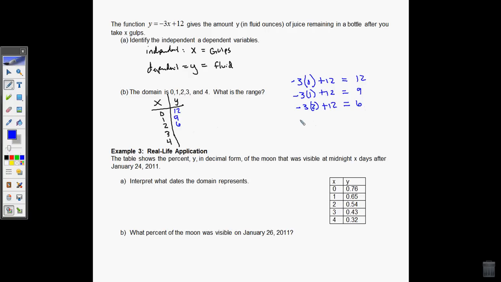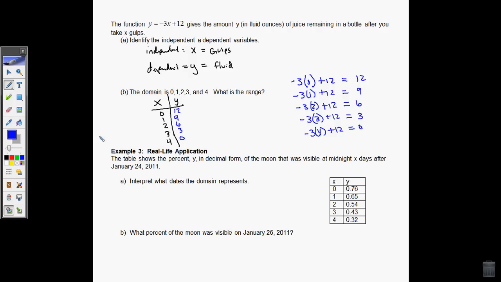When there are 3 big gulps, that is going to be a negative 9. Negative 9 plus 12. We're kind of going in the exact opposite way. Now we're going to start to see a little bit of reciprocity. We have negative 9 and 12. That's going to be 3. And then 4 big gulps. Negative 3 times 4 gets me negative 12 plus 12. There is nothing left. So 4 big sips and that juice is gone.